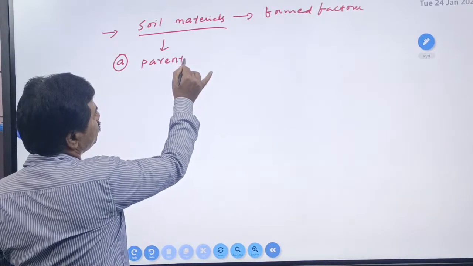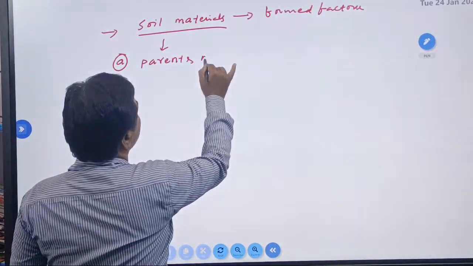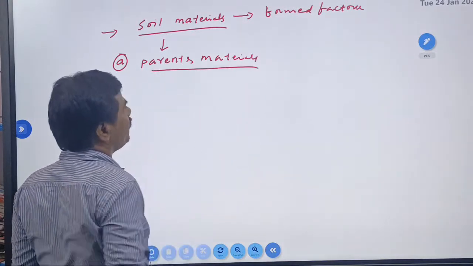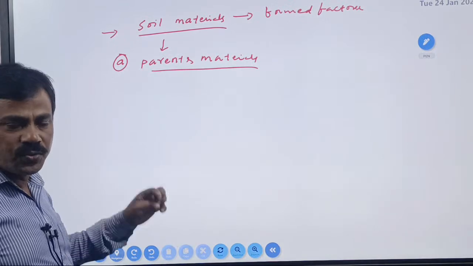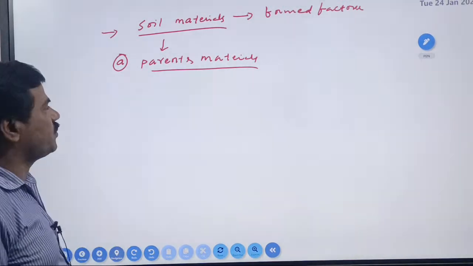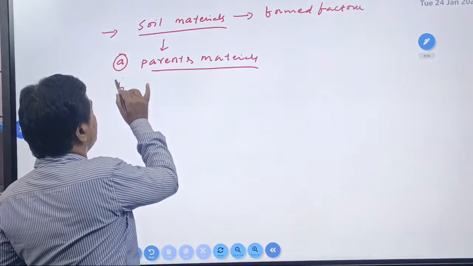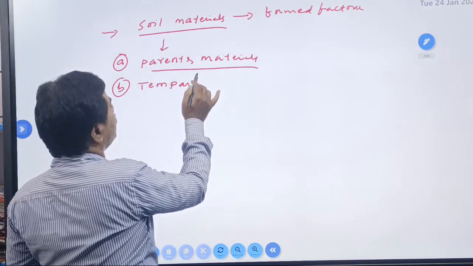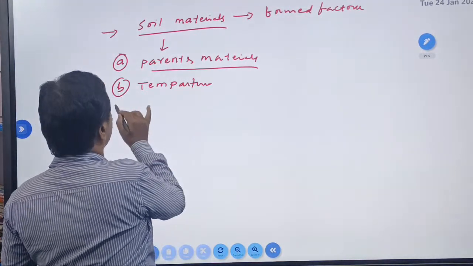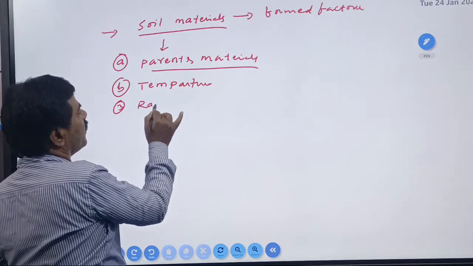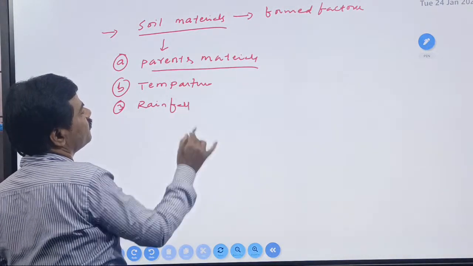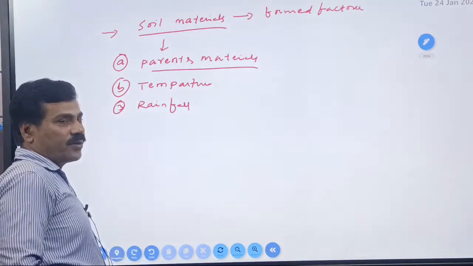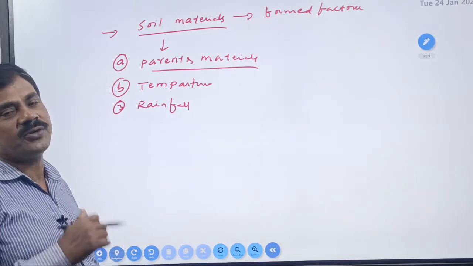Parent material is very, very important for soil material. And also temperature. Third one, rainfall. Rainfall also decides the fertility of soil.